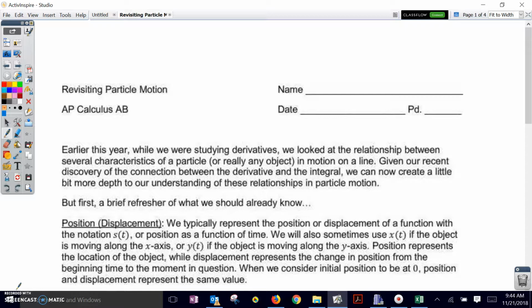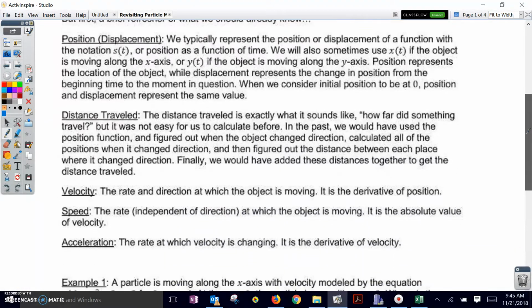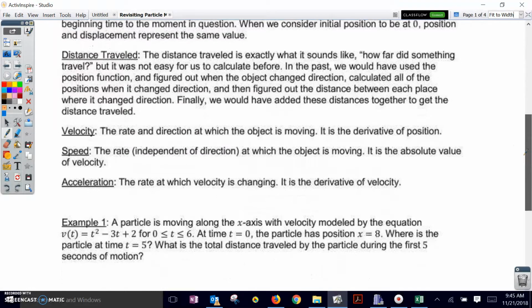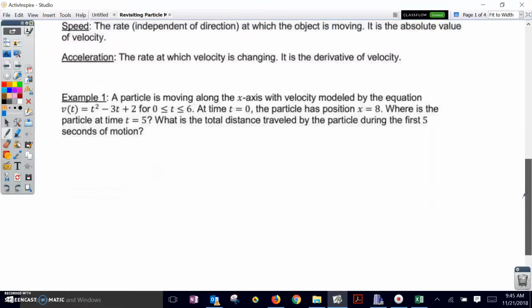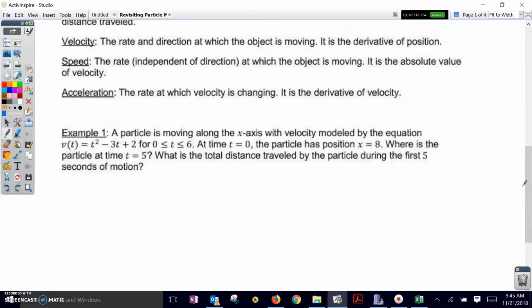Well, now that we have integrals involved, instead of just moving from position to velocity to acceleration, we can move backwards up the hierarchy. If we know the acceleration function, we can use the integral to find the velocity function. And if we know the velocity function, we can use the integral to find the position or displacement of a particle, or, well, anything in motion along a line. So now that we have the integral, it widens up our ability to answer questions related to particle motion. And you might want to take a few seconds and read through the text that you saw on all these different things. But we're going to break right into the examples.